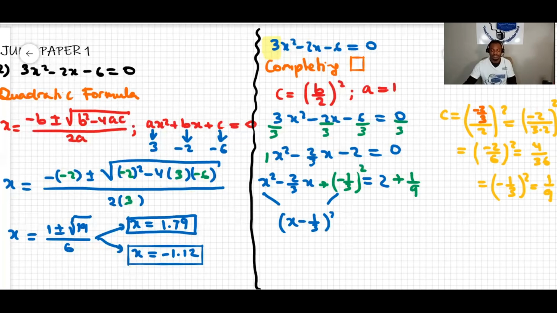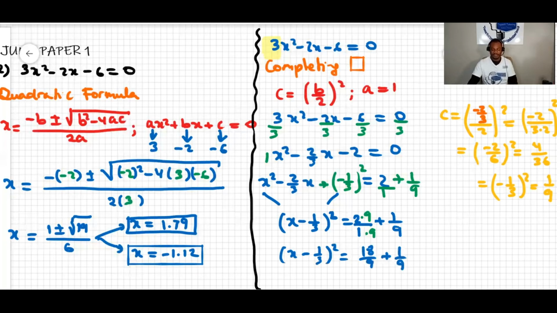And let's say that's equal to 2 plus 1 over 9. Remember, 2 in the previous line was like over 1. So over here I'm going to write 2 over 1. If I need to add the fraction, I must multiply here by 9 and multiply there also by 9. And then this will become x minus 1 over 3 to the power of 2 equal to 18 over 9 plus 1 over 9.